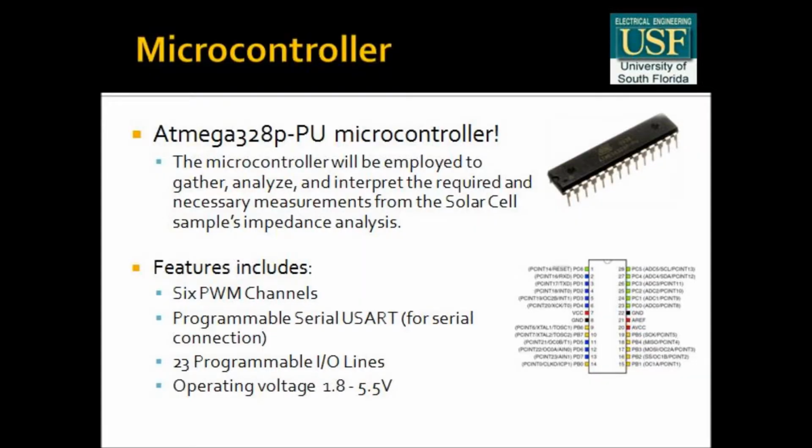The microcontroller will be employed to gather, analyze, and interpret the required and necessary measurements for the solar cell impedance analysis. This chip empowers system designers to optimize the device for power consumption versus processing speed. Some of the features this chip provides are 6 pulse width modulation channels, programmable serial USART, 23 programmable I/O lines, and operating voltage from 1.8 to 5.5 volts.